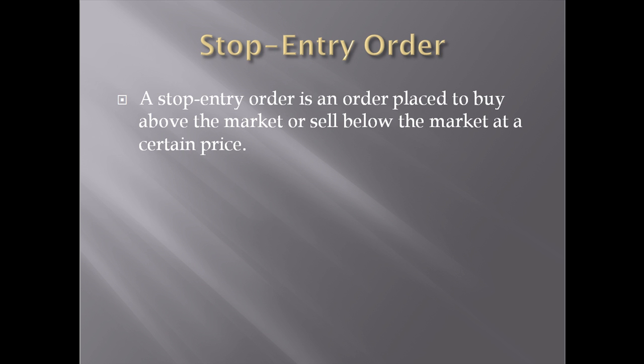A stop entry order is an order placed to buy above the market or sell below the market at a certain price. So we'll go back to the example that we just used. In this case, I want to buy at 1.6 and the market's currently at 1.5. I can set a stop entry order to buy, because I'm buying above the market, okay? I'm not buying below. If I was buying below, it'd be a limit entry, but I'm buying above, so it's a stop entry. And if I'm selling below, then it's a stop entry as well. Basically the complete opposite of a limit entry in that regard.